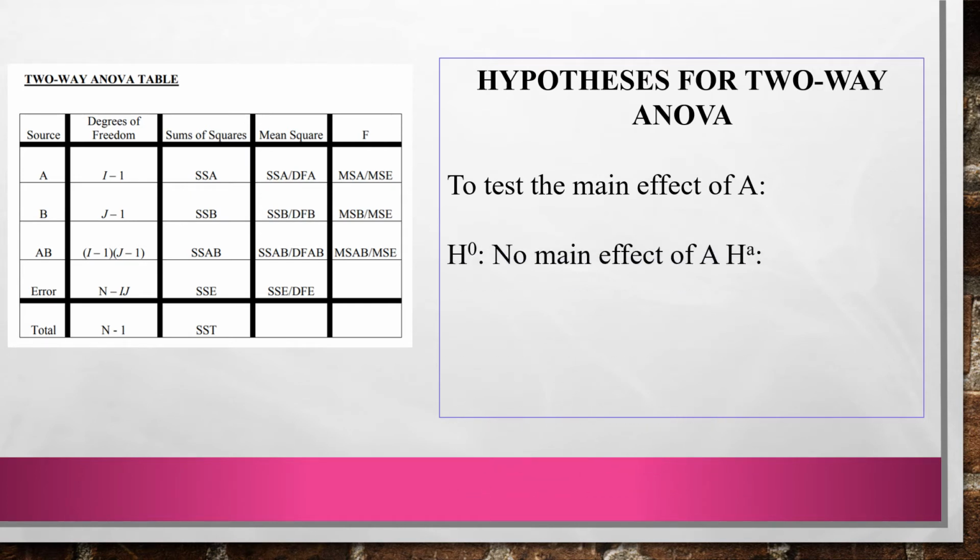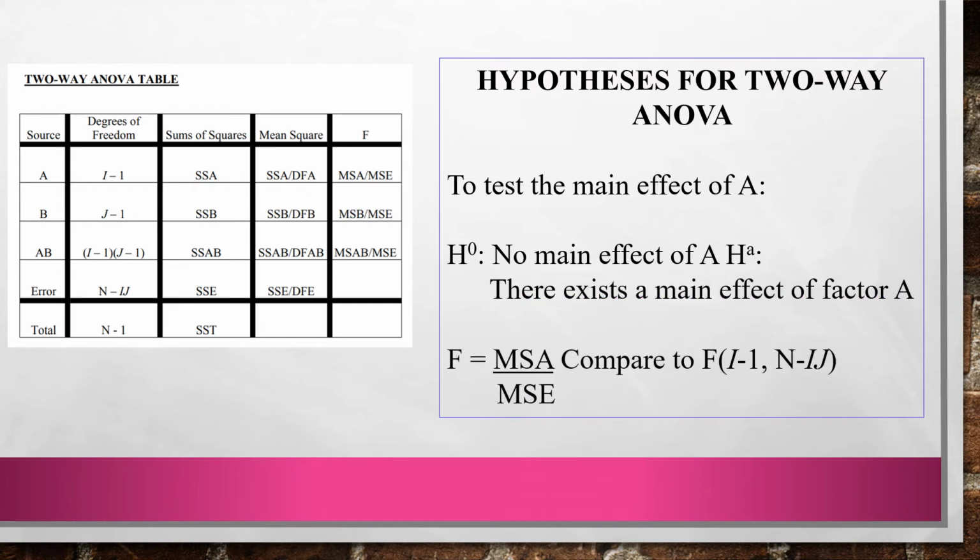No main effect of A. There exists a main effect of factor A. F is equal to MSA over MSE compared to F with the quantity of I minus 1 and N minus IJ. So remember that when we do a two-way ANOVA, we need to assume that our data is normally distributed and that the population standard deviations are equal. Therefore, we must make sure that twice our smallest sample standard deviation is larger than our largest standard deviation.